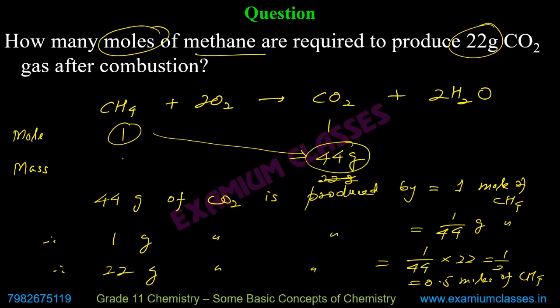Sir, I first calculated the mass of methane, then calculated the moles. Is it okay? That will be lengthy. You don't need to do that, because if the question asks in moles to mass, you can directly use the mole to mass ratio. 1 mole is required for 22 grams.